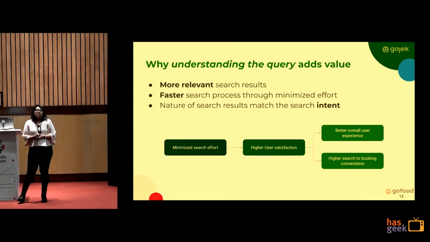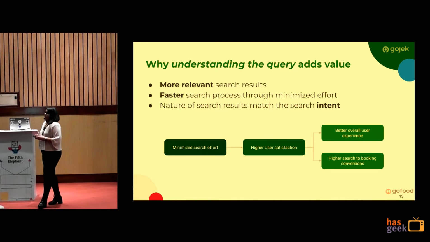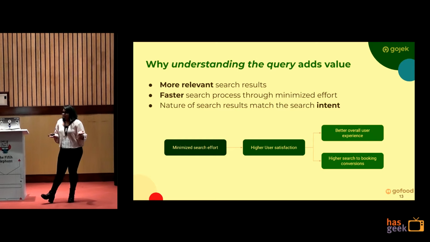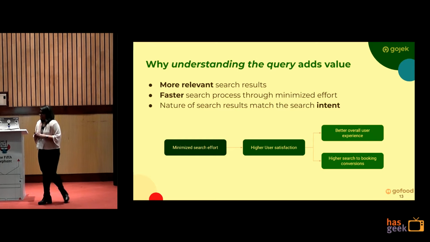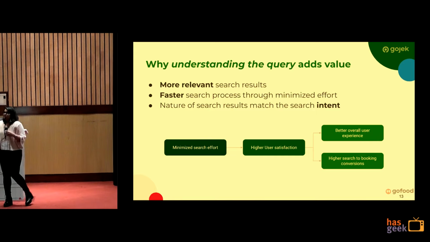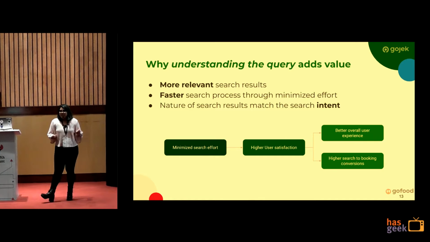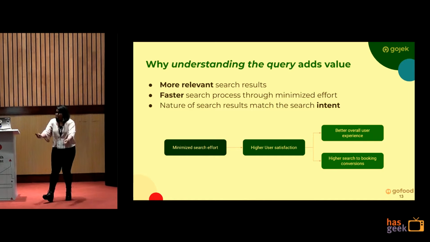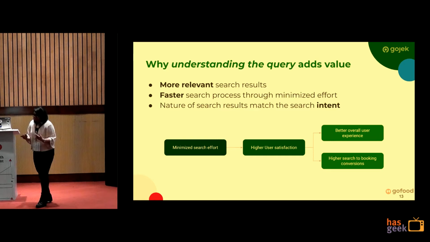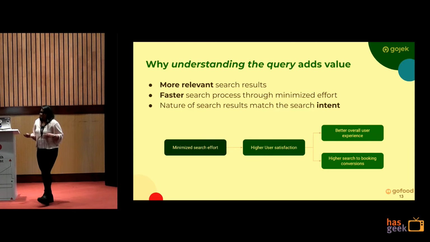So how does a query semantics engine actually add value? If your search engine is able to understand what you're looking for, it would obviously reduce the amount of effort that you put in to search and find and order what you want. That means you would probably be more satisfied with the service, with the app, which means the overall user experience becomes better. And for us, that means there's a higher search to booking conversion.